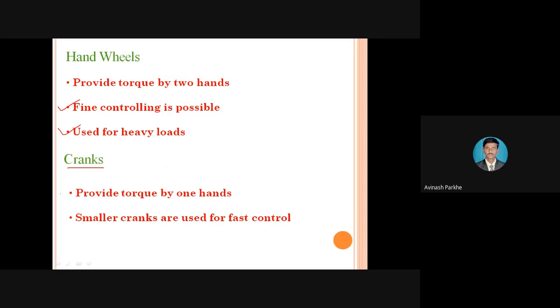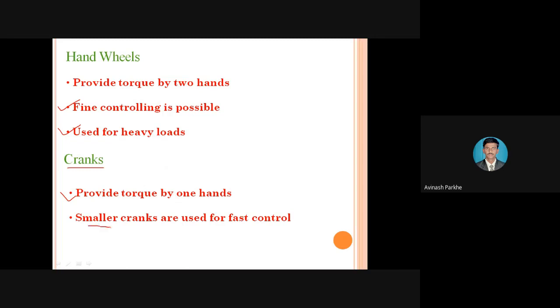Again, it has two advantages. It provides torque by one hand. A hand wheel provides torque for both hands as per the requirement, but the crank is a small component, so it can be handled using a single hand only. So it can provide torque by one hand only.